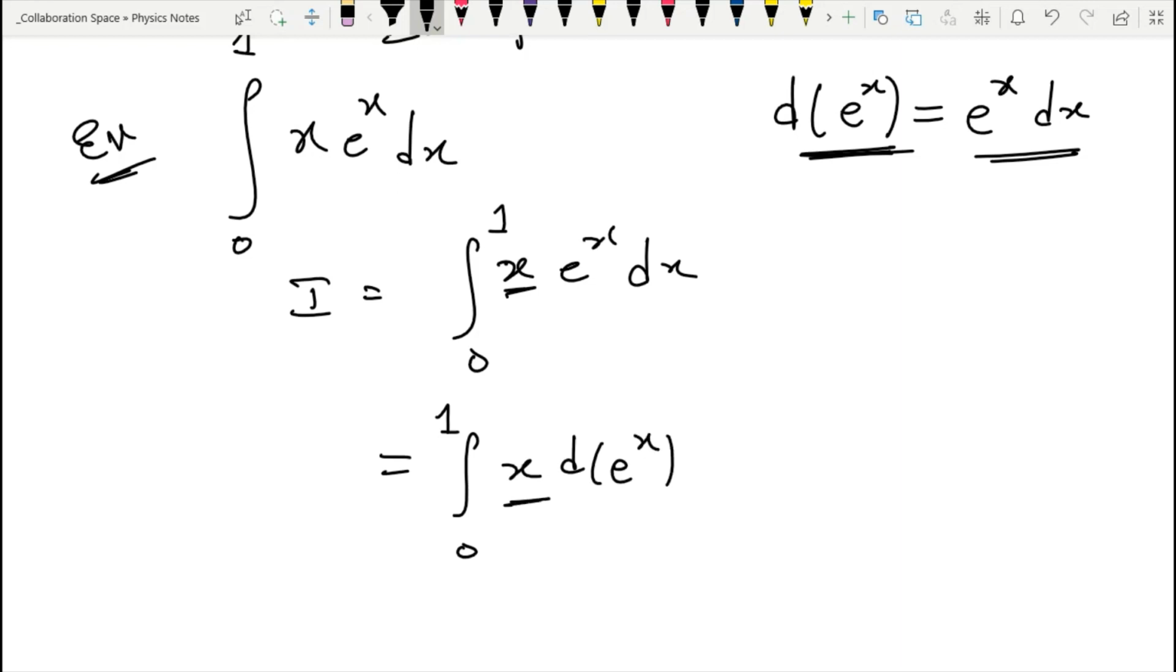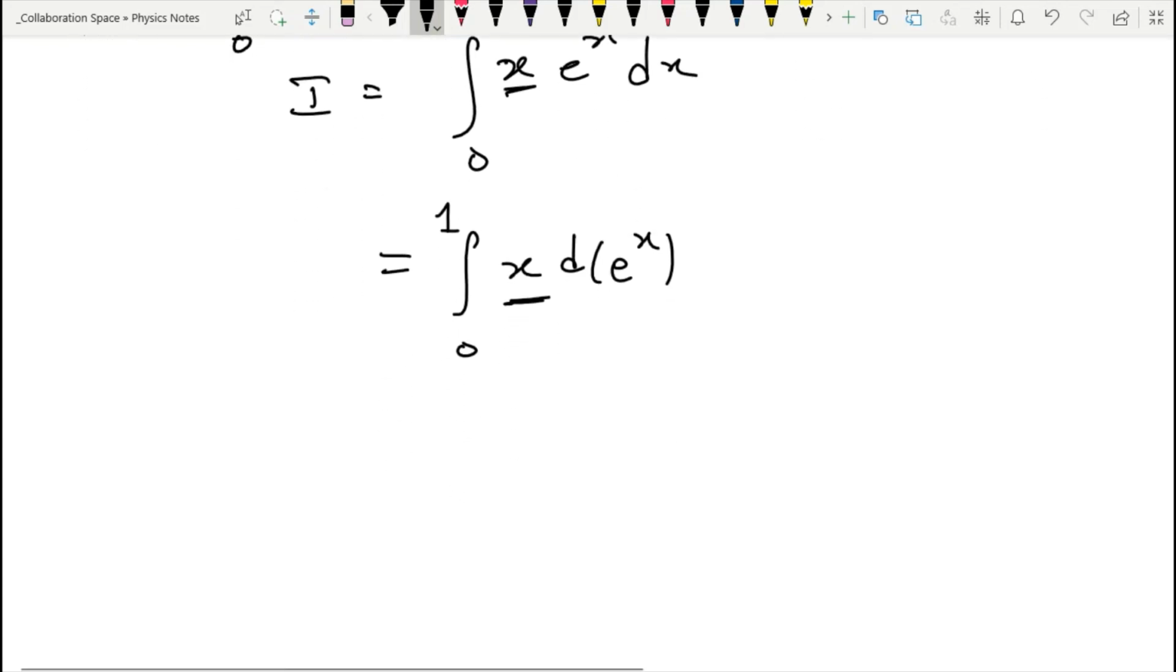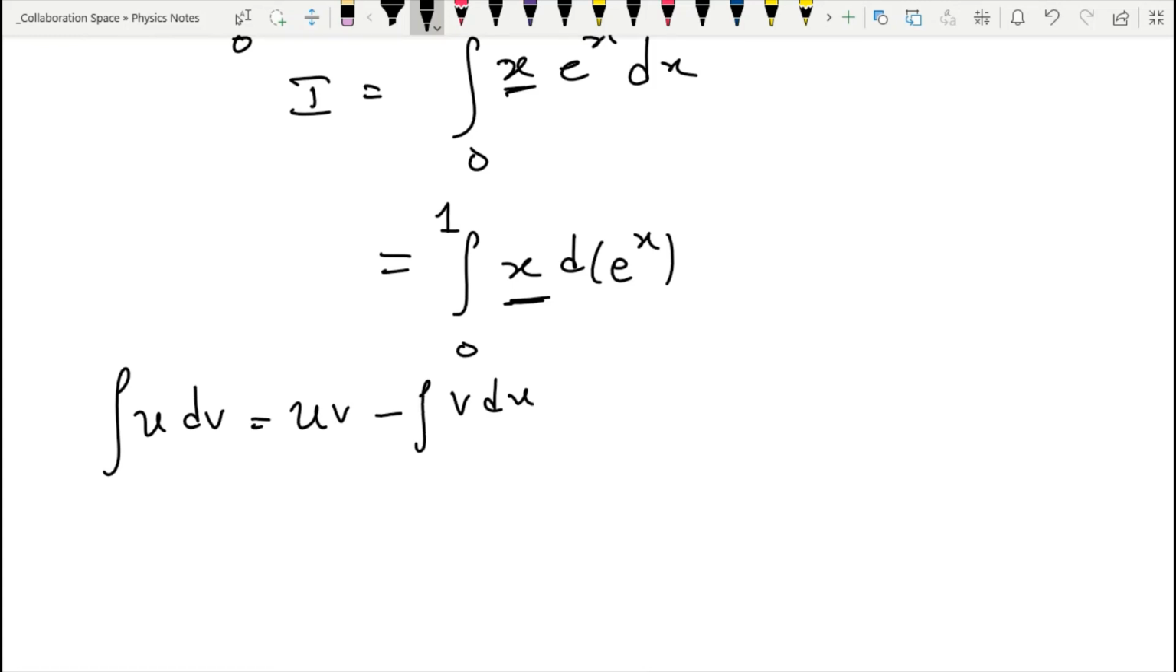So what is there in the place of u? x is there. What is there in the place of v? e power x is there. What is our formula? Integration of u dv is equal to uv minus integration of v du. So now I am applying the same formula here. u is x and v is e power x, so uv means x e power x, minus integration of v, e power x, and du is dx.